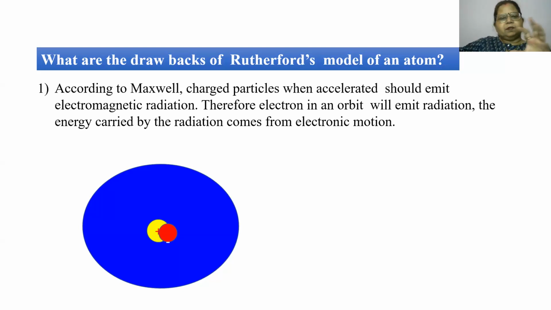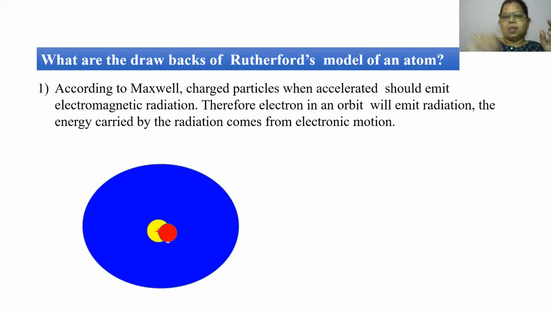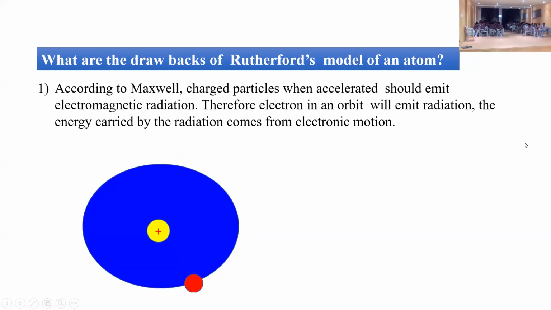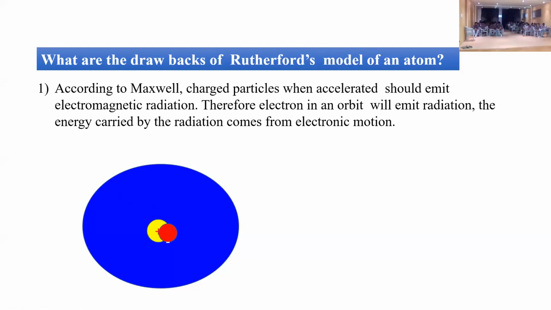In layman's language, we say if a particle is moving around a charged particle, right? They will always be attracted towards each other, right? If it is moving like this, just look at it. Can you see it?